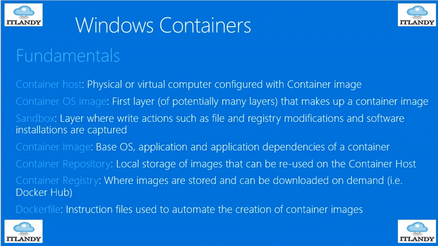Let's have a look at some of the fundamentals. Container host is a physical or virtual computer configured with the container image. Container OS image is the first layer of potentially many layers that make up the container image. Sandbox is a layer where write actions such as file and registry modification and software installation are captured. Container image is the base OS, application and application dependency of a container. Container repository is local storage of images that can be reused on the container host. Container registry is where images are stored and can be downloaded on demand, like Docker Hub. And Dockerfiles are instruction files used to automate the creation of container images. These are the fundamentals around Windows containers.